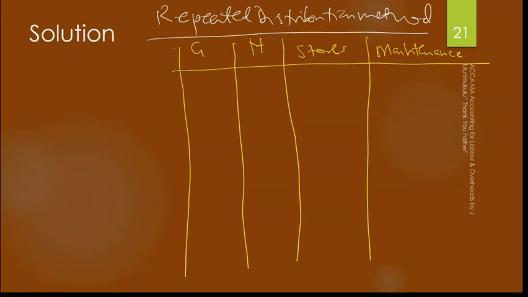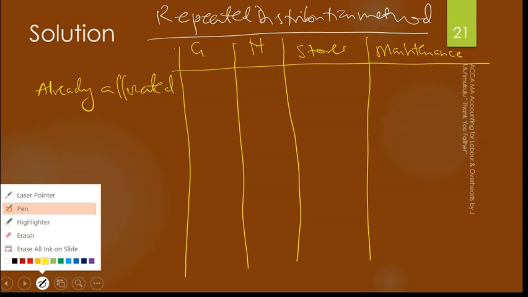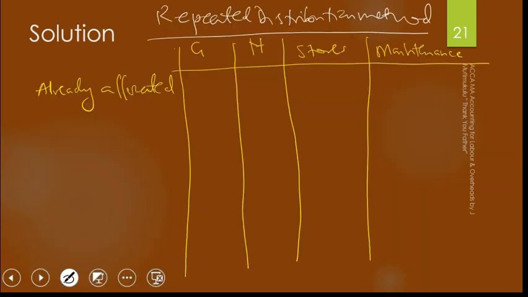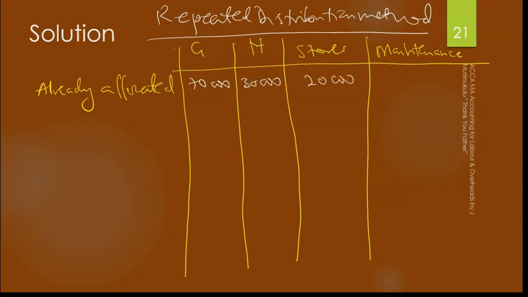Now from the question we get the amount of overheads already allocated, and we've got 70, 30, 20, 15. So that's 70,000, 30,000, 20,000, and 15,000.